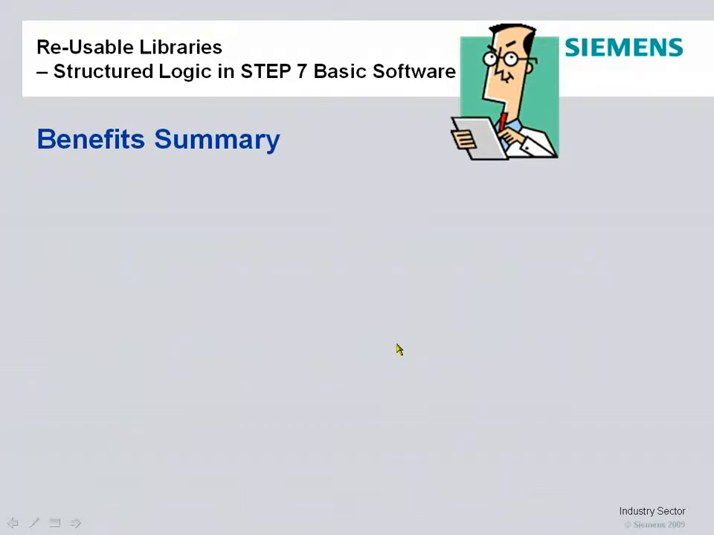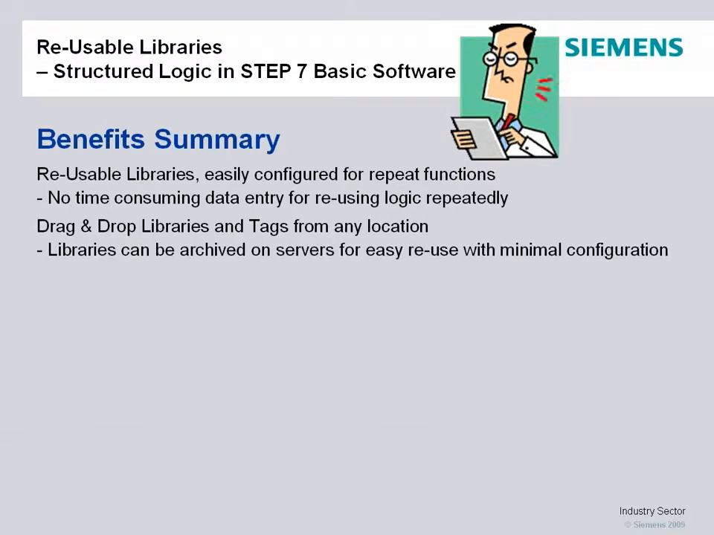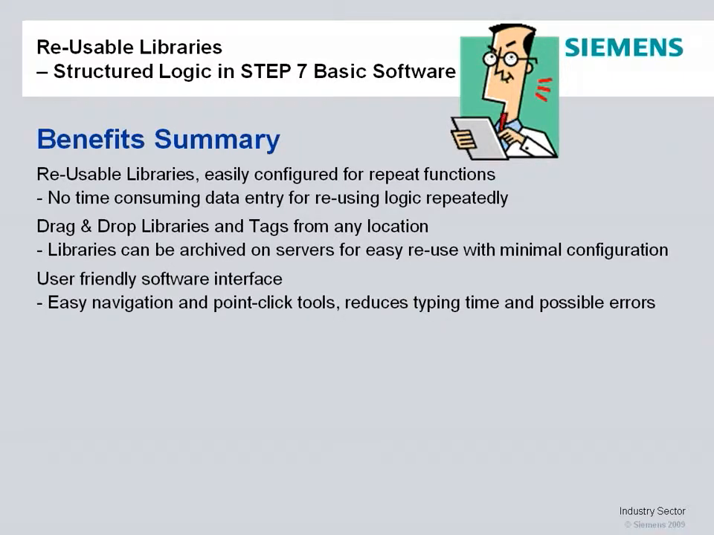The benefits of using the reusable libraries and the structured logic of the Step 7 basic software are that reusable libraries are easily configured for repeat function. No time-consuming data entry or typing, or reusing logic by cutting and pasting repeatedly. Drag and drop of libraries and tags from any location. These can be stored and archived as intellectual property for reuse in common repeat automation systems. It's user-friendly software with easy navigation. You see how everything was point and click, fill in the blank, which reduces typing time and the possibility of errors.